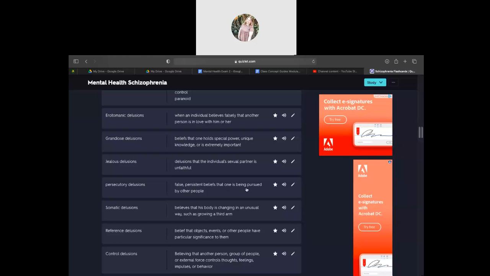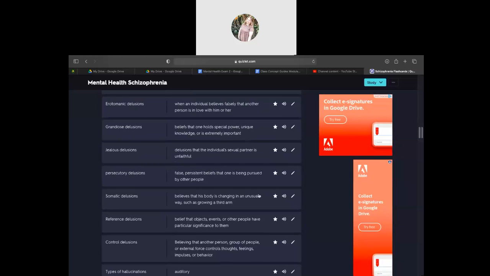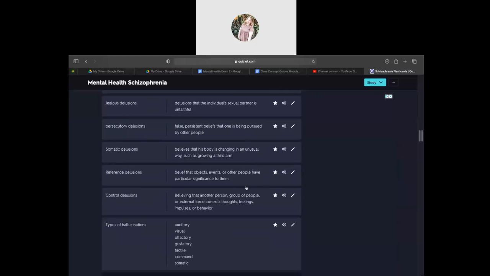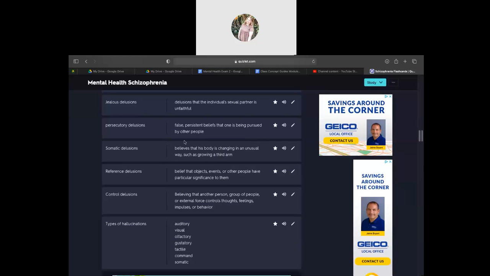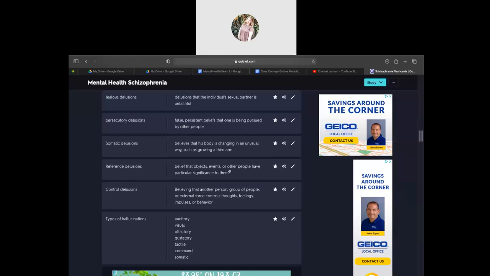Persecutory delusions are very important to know because they're false beliefs that one is being pursued by other people. For example, a patient might tell you that they're sought out by the FBI or sought out by the police when they're not. Somatic delusions is when they believe that their body is changing in an unusual way. Maybe they think that their arm is a snake. Maybe they believe that they're growing a third leg or a third eye. That's a somatic delusion.